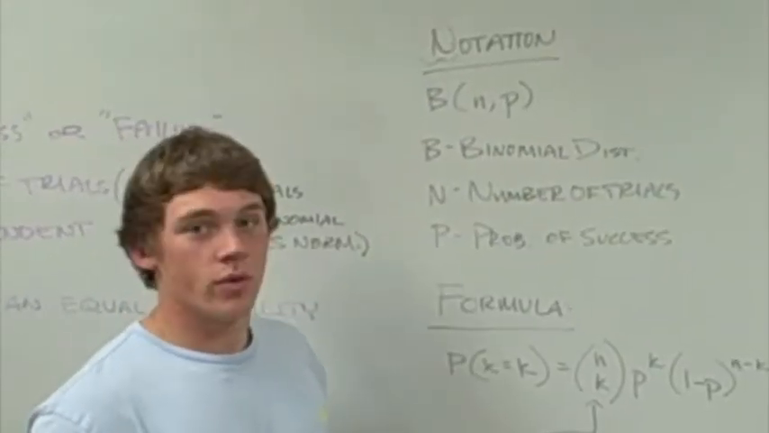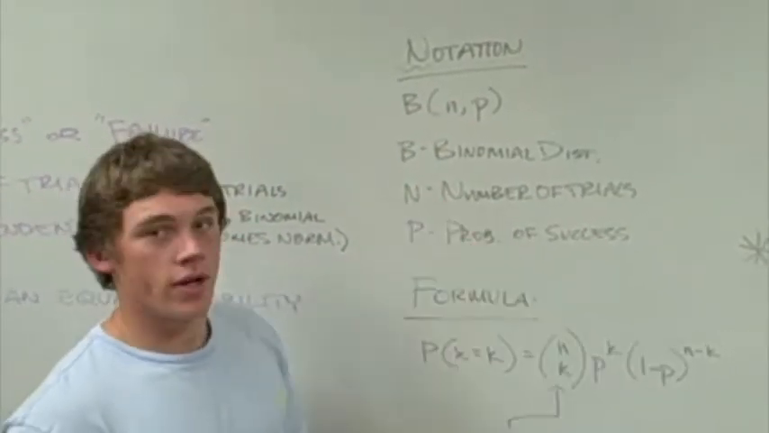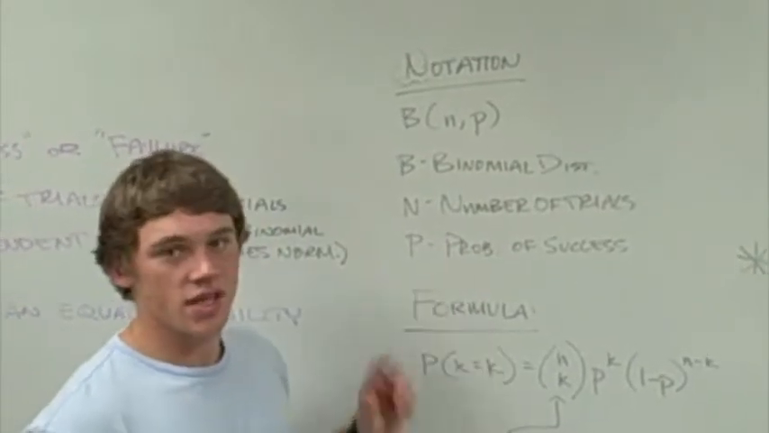The notation of binomial distribution is B(n, p), where B stands for binomial distribution, n stands for the number of trials, and p stands for the probability of success.